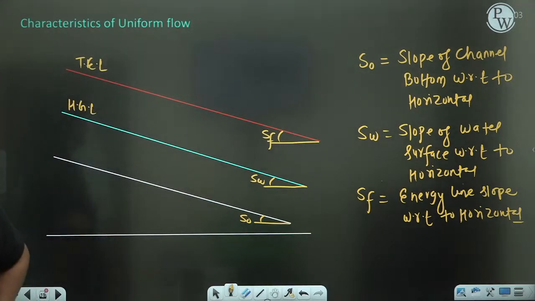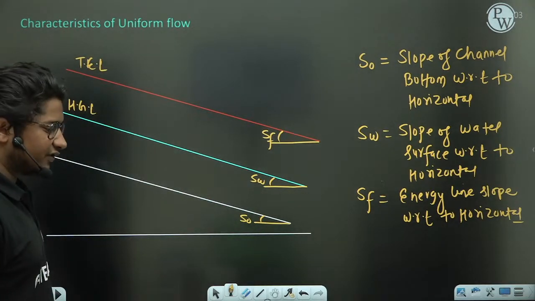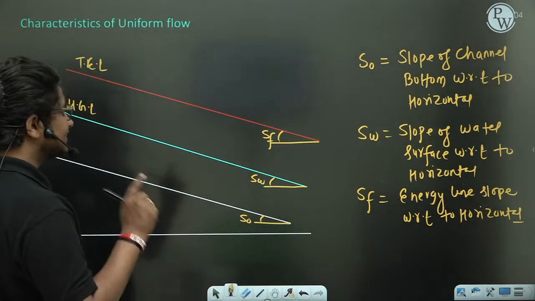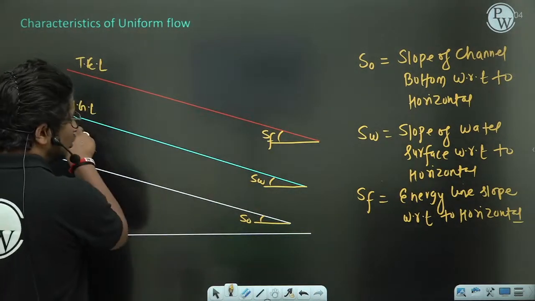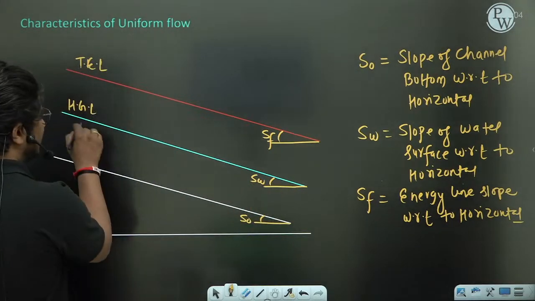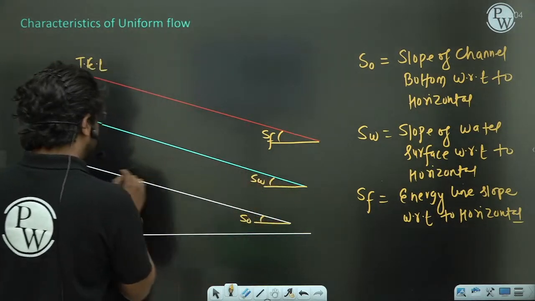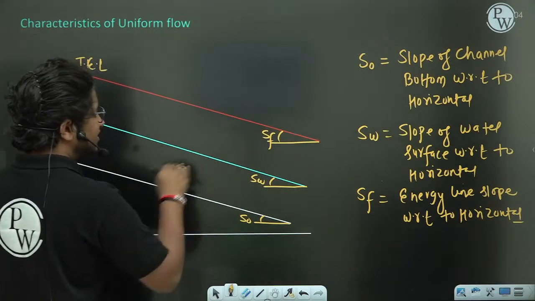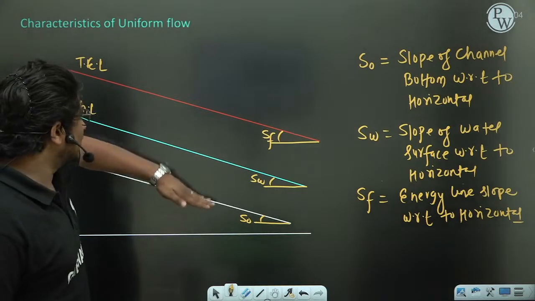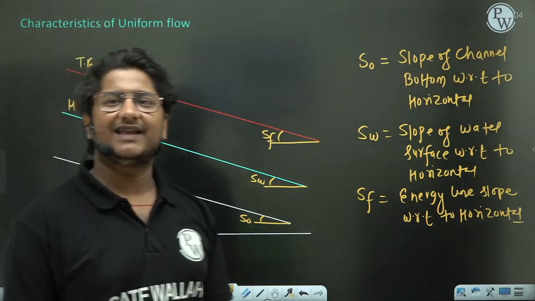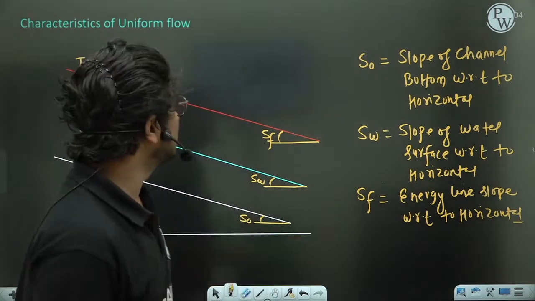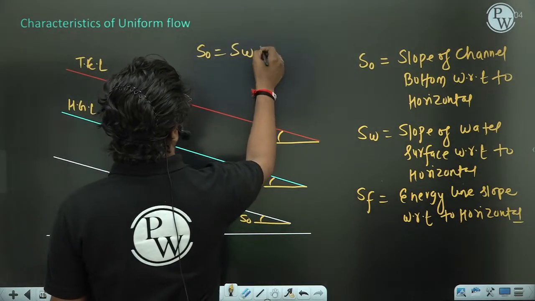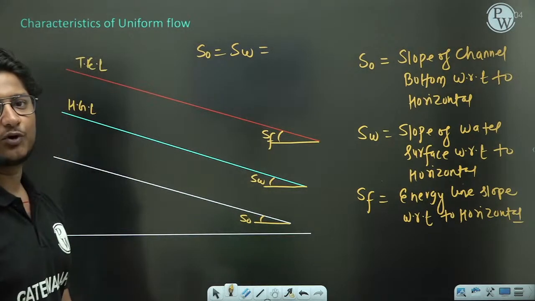Okay. Now what characteristics of uniform flow I'm telling here: in a uniform flow, as you said, depth is constant throughout the flow. So if depth is constant throughout the flow, this line and this line will be parallel. That means channel bottom and this HGL will be parallel. And if channel bottom and HGL are parallel, in that case S naught will be equal to SW. Can I say like this? S naught will be equal to SW. I don't think anybody will have any problem.